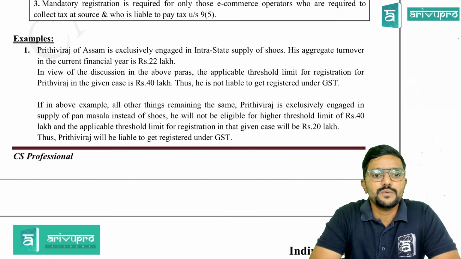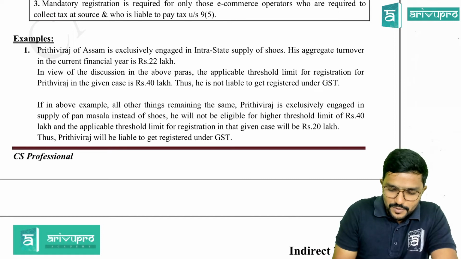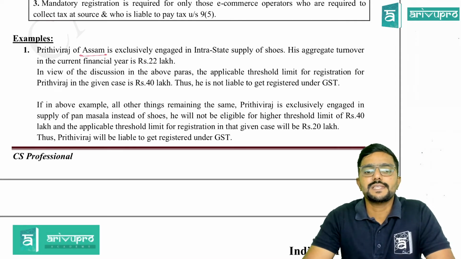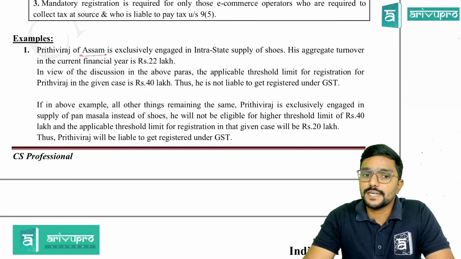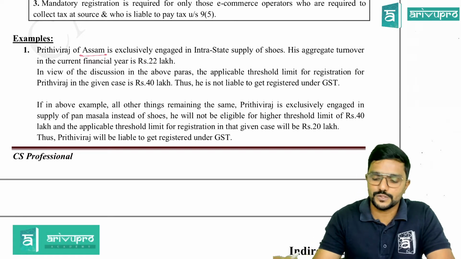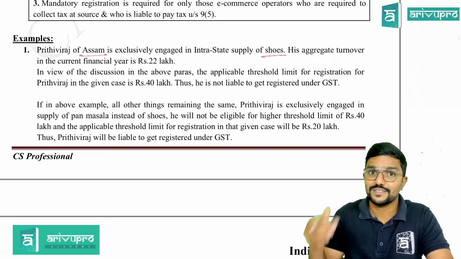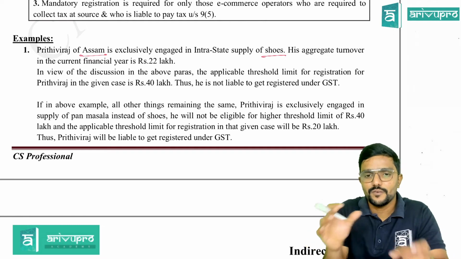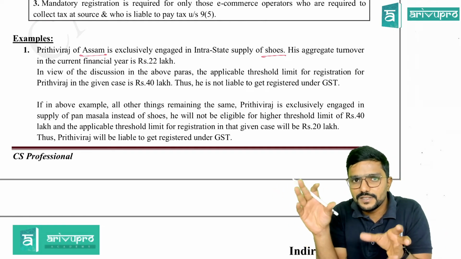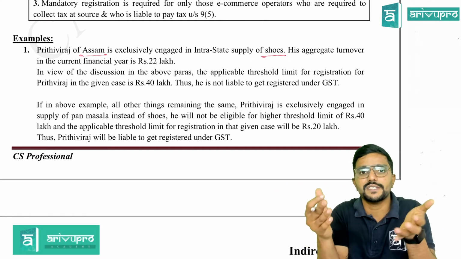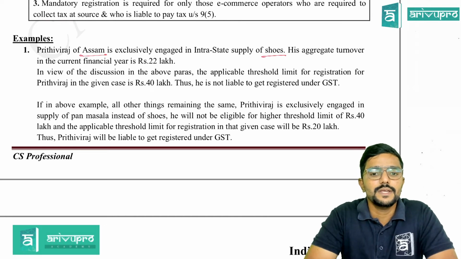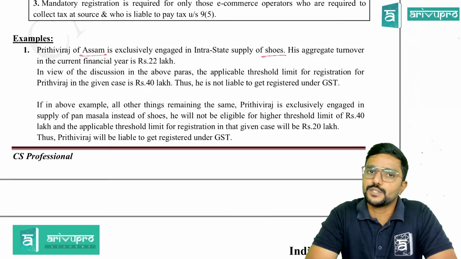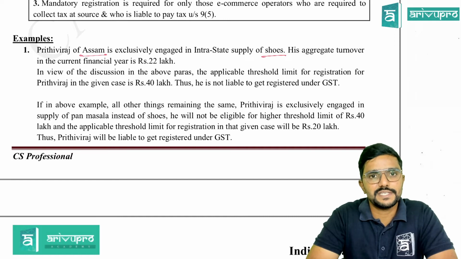Example 1, Prithviraj of Assam. So Assam also might play a role here. Is exclusively engaged in intrastate supply of shoes. So shoes means goods. Okay, see, observe how the things, wherever you feel something is important, try to give your attention there. His aggregate turnover in the current financial year is 22 lakh. Okay, should he get registered?